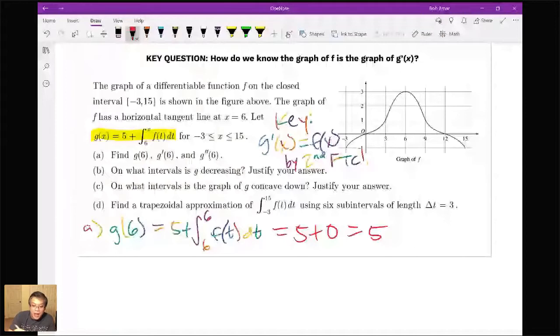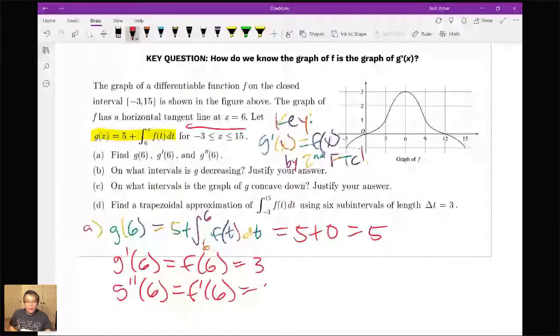Okay. g prime of 6, then, is equal to f of 6. And f of 6 is equal to 3. And then g double prime of 6 is equal to f prime of 6. And you're told it has a horizontal tangent line. Therefore, f prime of 6 is 0. But this is a graph of a derivative in disguise. This is actually very common because they almost never just give you the graph of f. It could happen, but they almost never do because they want to know if you can reason going up and down. You can reason from f prime up to f using integration and down to f double prime. Therefore, make distinctions about whether f is concave in certain parts.